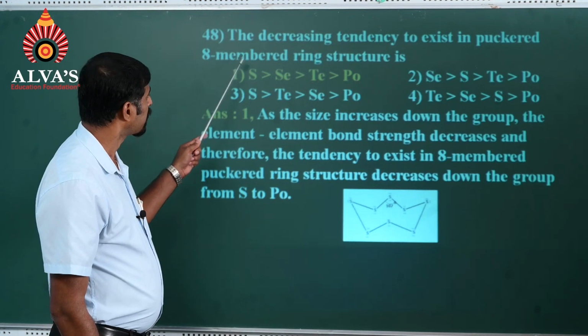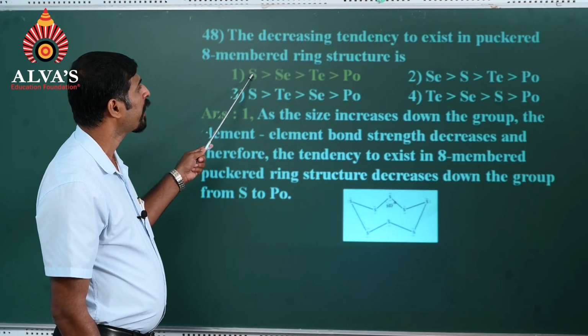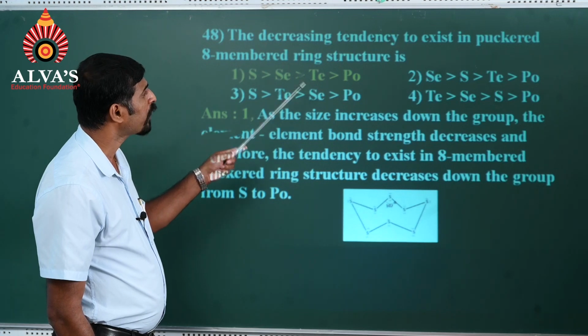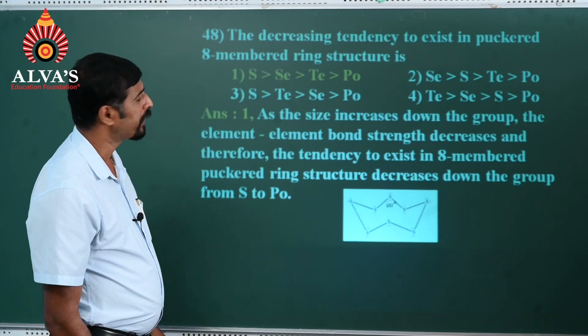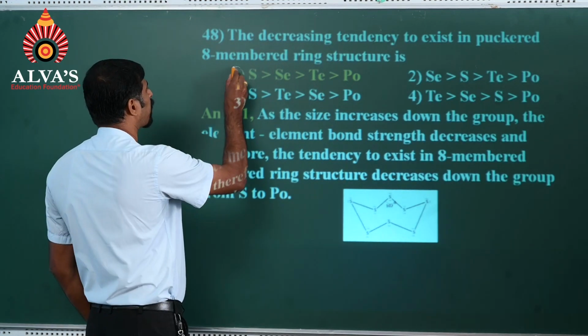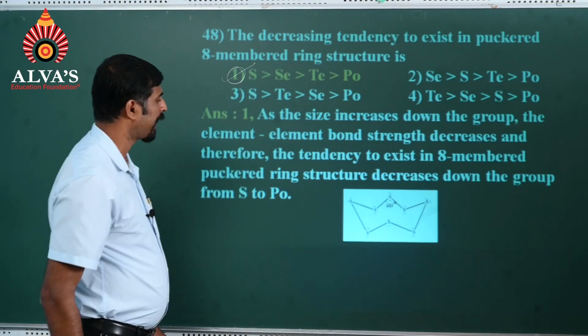Now, sulfur has more tendency to form an 8-membered ring. As you move down the group, its tendency goes on decreasing. Therefore, option first is the right answer.